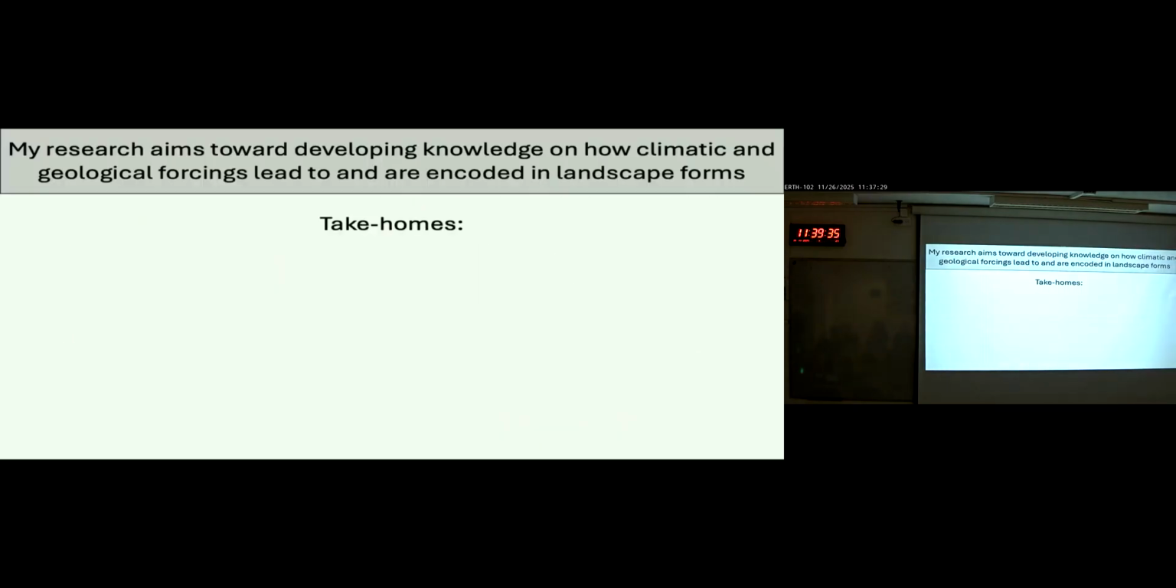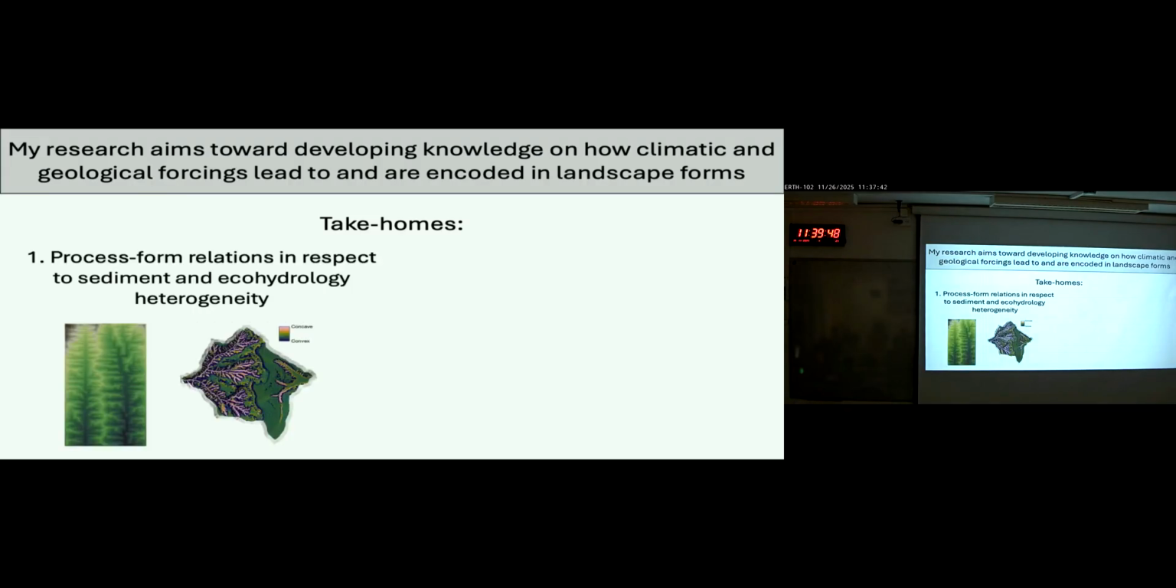I want to end my talk by going back to the beginning. My goal is to better understand and develop knowledge about how climate and geology lead to and encode landscape changes. I show that by the advanced theory that now takes into account measurable sediment statistics, sediment heterogeneity, and eco-hydrology relations, we were able to produce some form-process relations, and these relations are global.